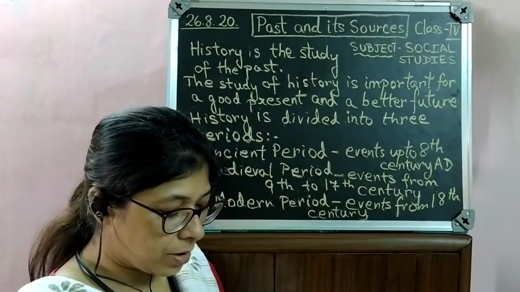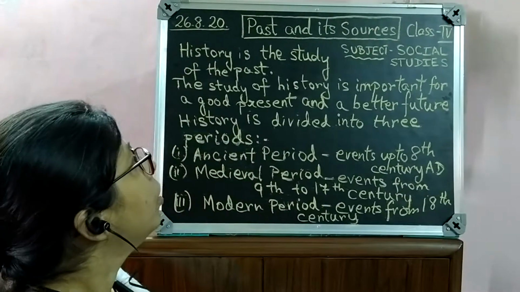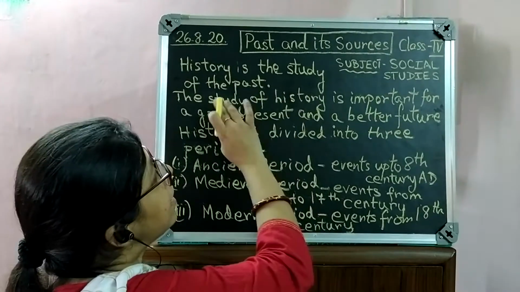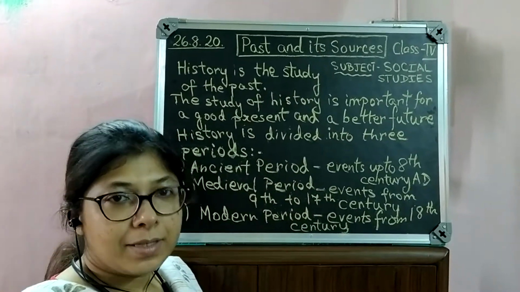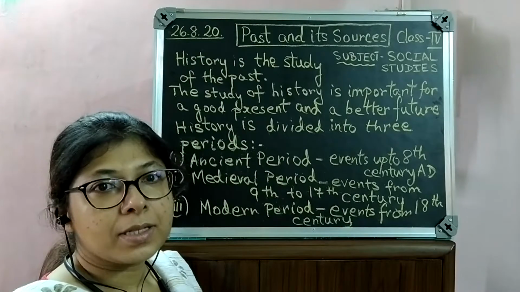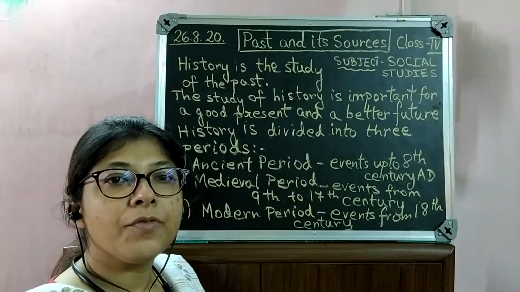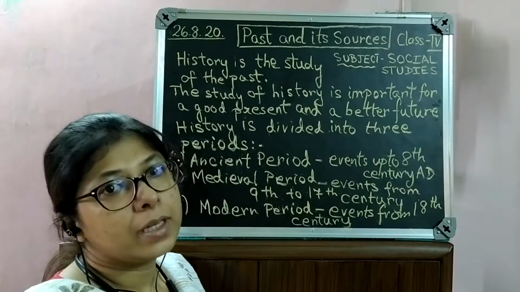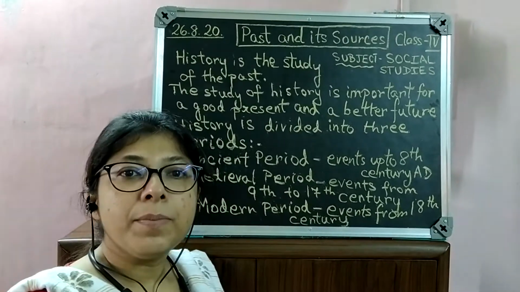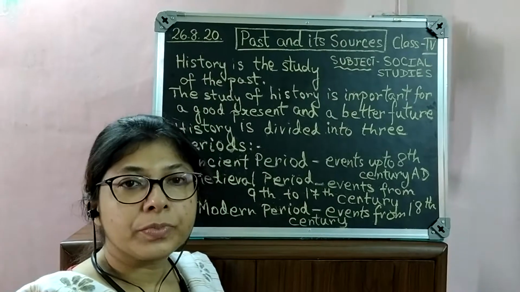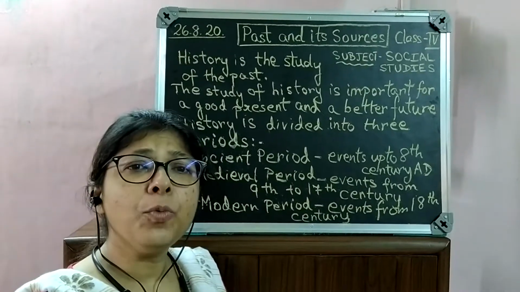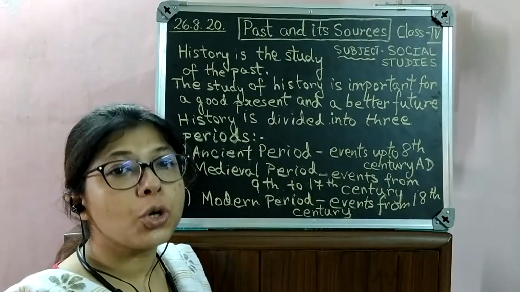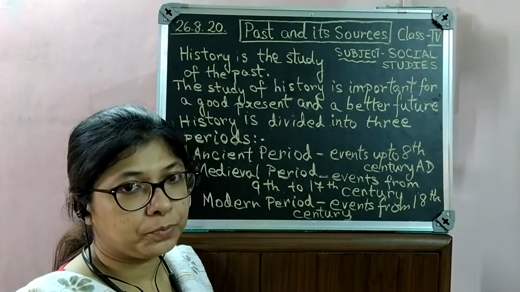Past and its sources. What is history? History is the study of the past. It studies the people of the past, their lives and events of the past. It studies about the people of the past, their food, their clothes and the weapons they used. The word history comes from the word historia, which means finding out.